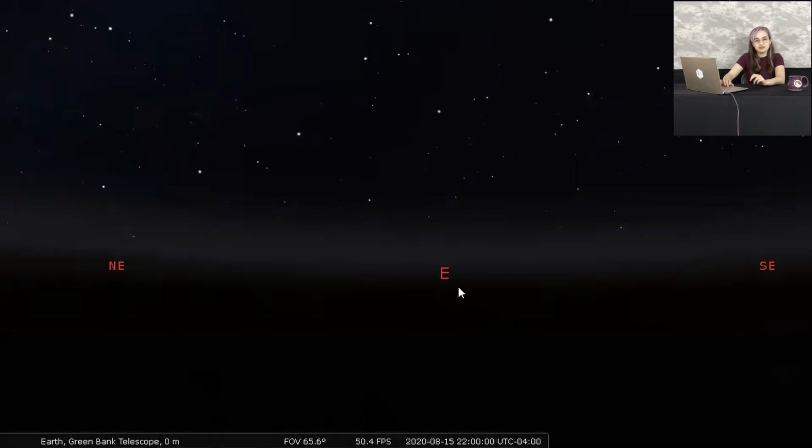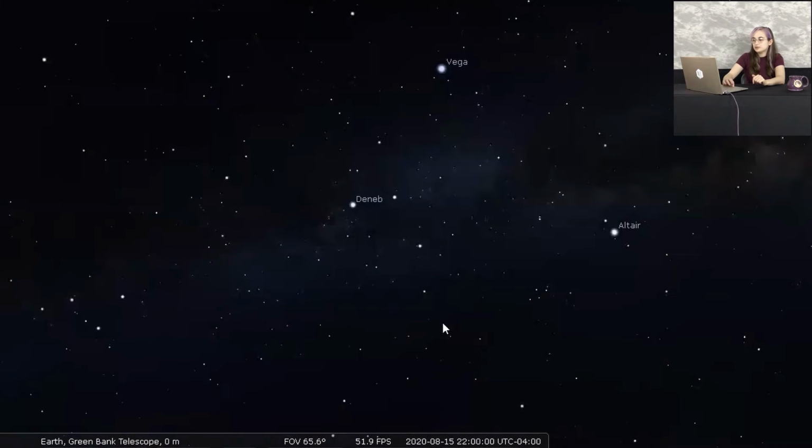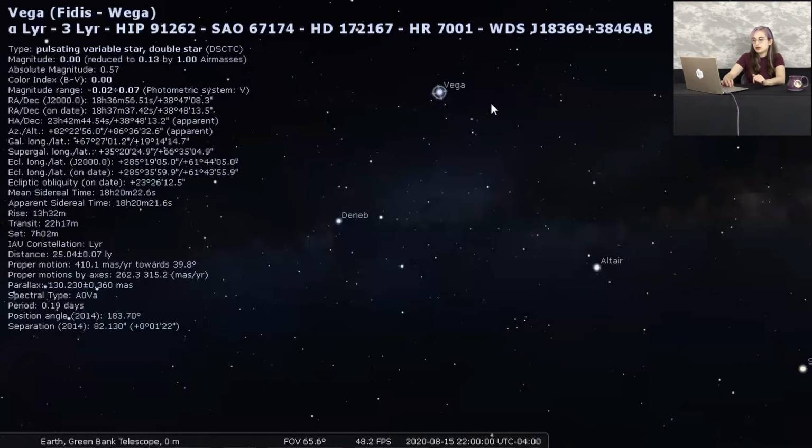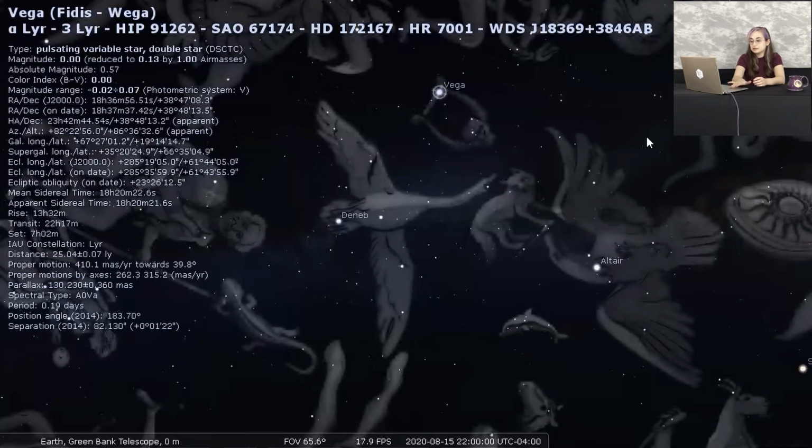Now, we are currently facing east, and I'm going to scroll up a little bit so we can see these three very bright stars. The first one up here is Vega, which is the brightest star in the constellation Lyra. Lyra means the lyre. A lyre is sort of a harp-like instrument that the ancient Greeks played.